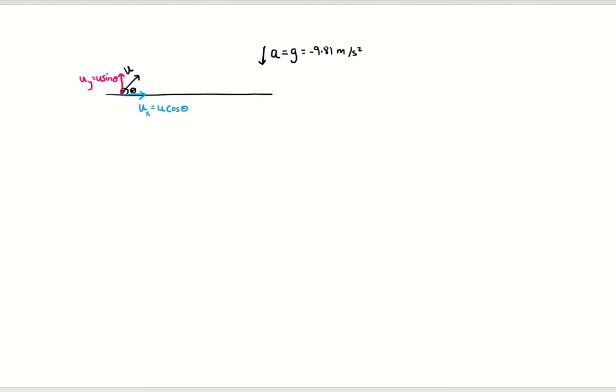Now, the trajectory that will be covered by this ball is going to be this. So this is the trajectory. It's going to be a perfect parabola. And why is it going to be a perfect parabola? Because there's no air resistance.